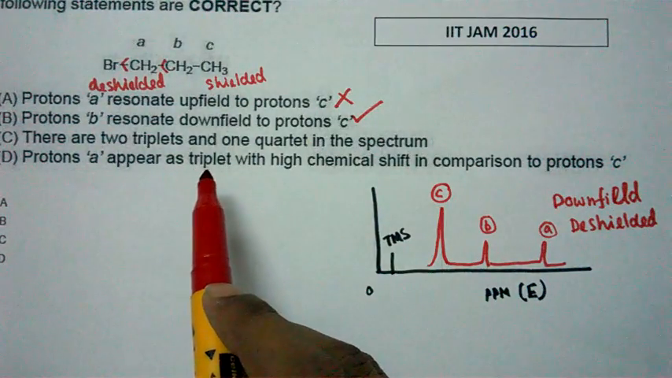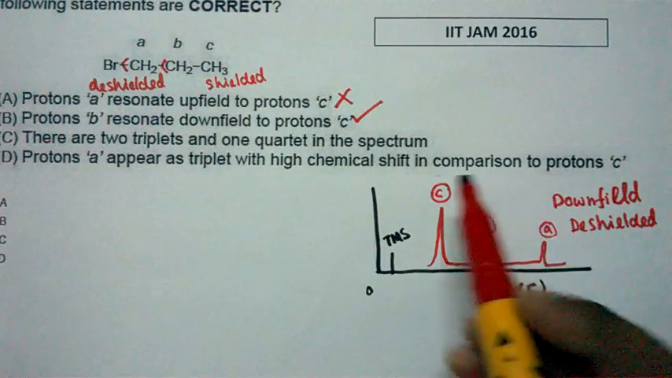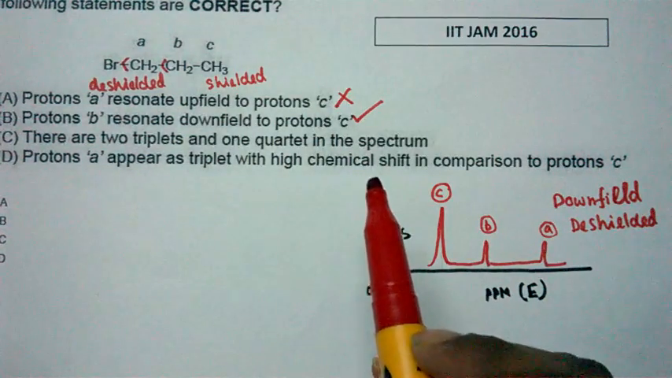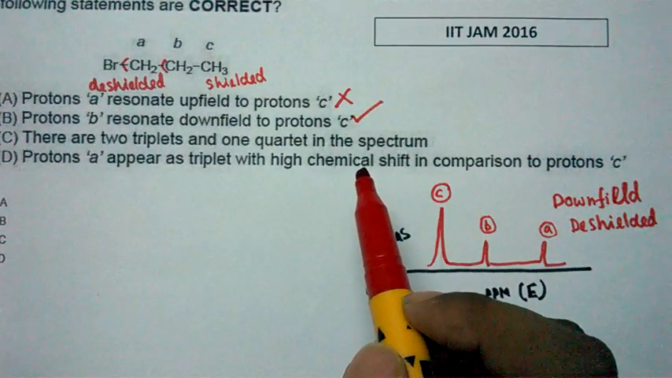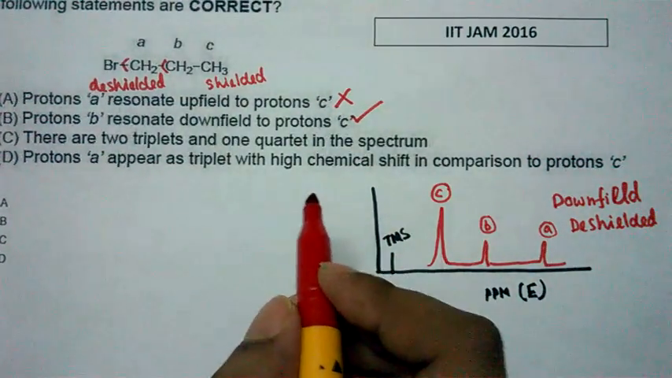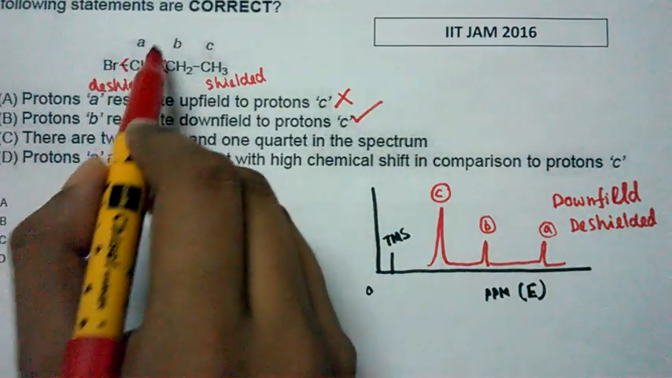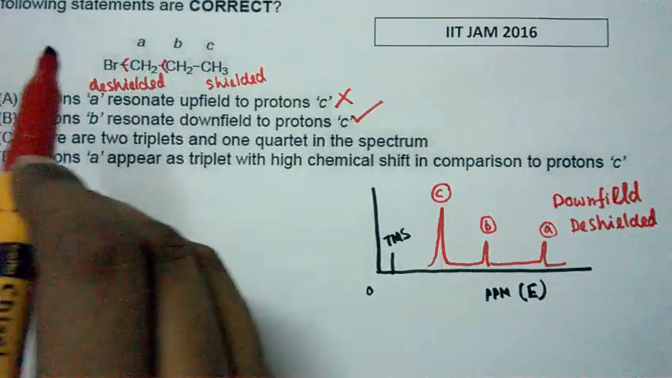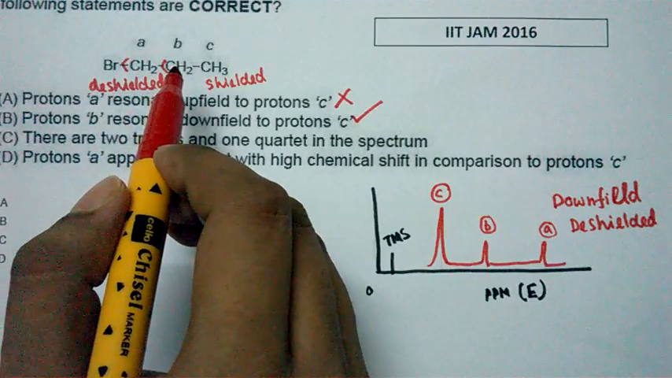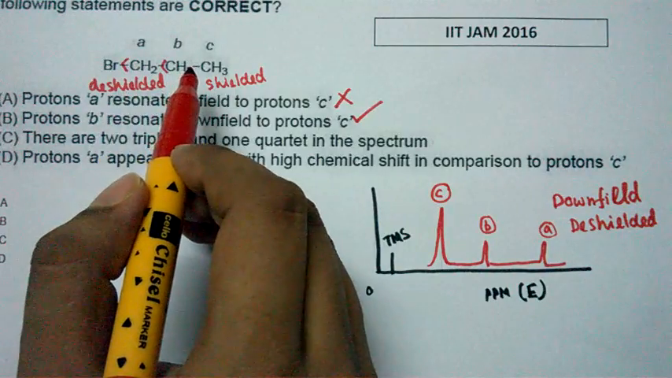Proton A appears as a triplet with high chemical shift in comparison to proton in C. So we have to understand splitting or J coupling. This is a very hard concept, but for cracking this MCQ, you can take a very easy rule. To understand how A peak could get finely split into other peaks, you just look at its neighbor hydrogen. So how many hydrogens are neighbor to A? A's neighbor hydrogens are B hydrogens.